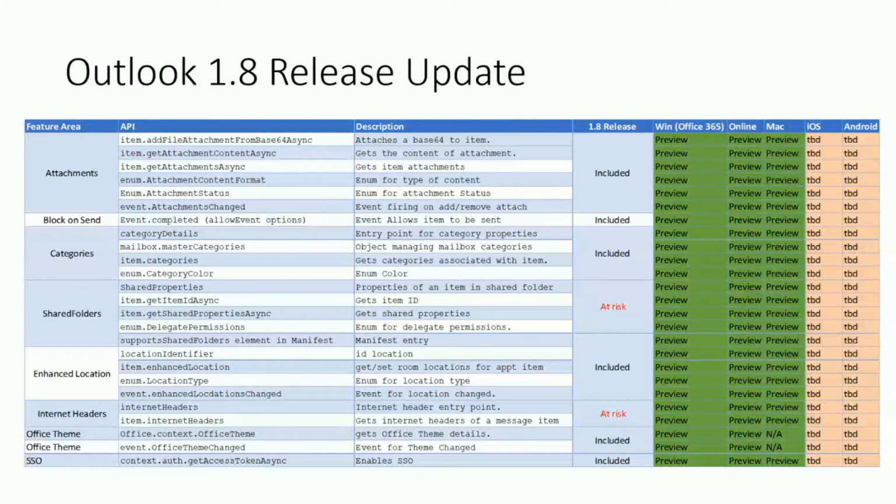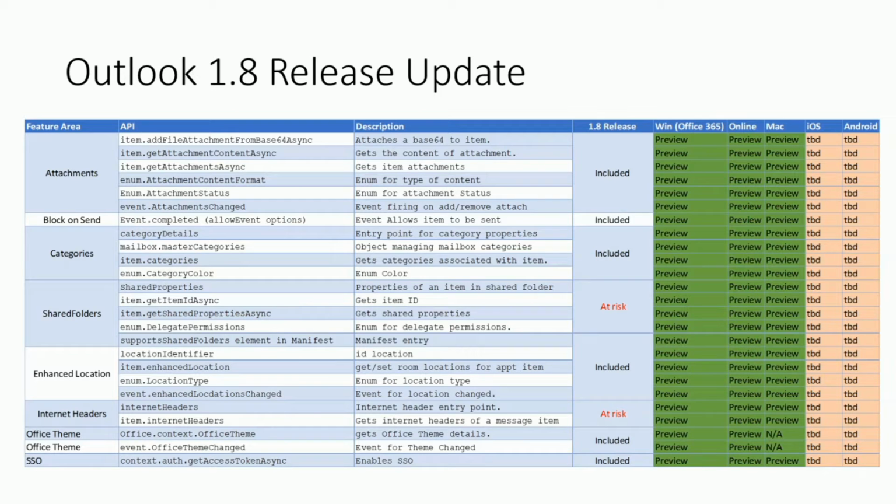Internet headers is another feature that I think is not going to make it for 1.8. We discovered a bad bug here that is going to be a bit costly to solve, so most probably it is going to be removed from the release. The plan is to release it as soon as we can afterwards. Then we have a couple of Office theme functionalities that we are also including, and finally, single sign-on is going to be working in Outlook as well.